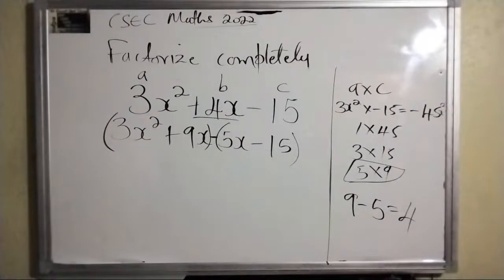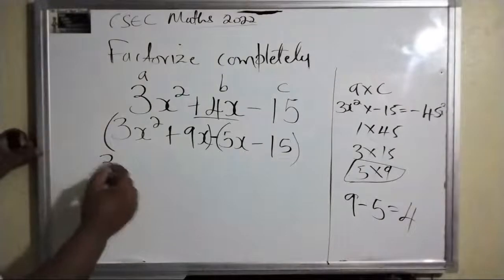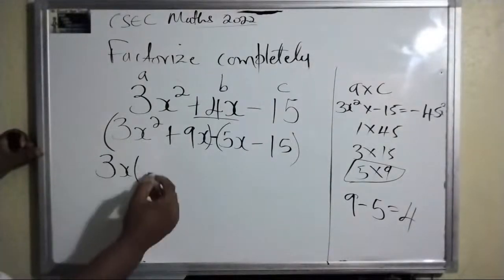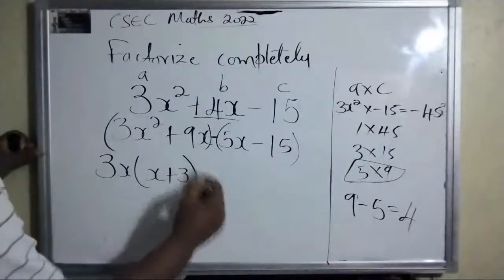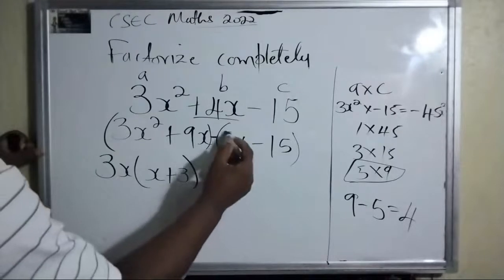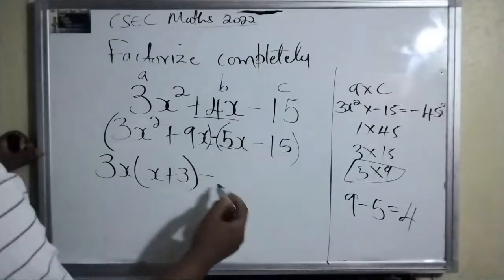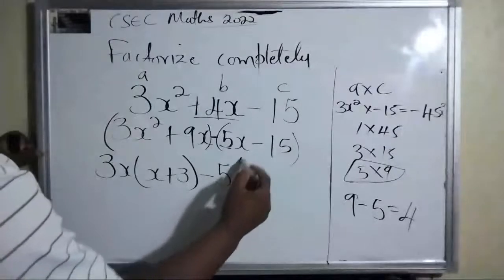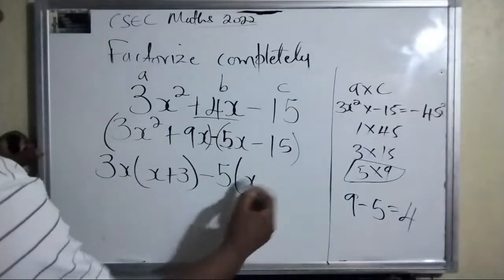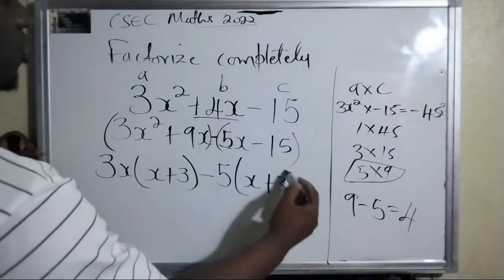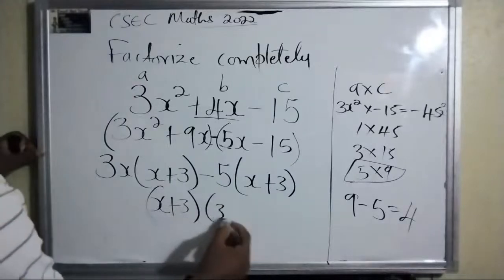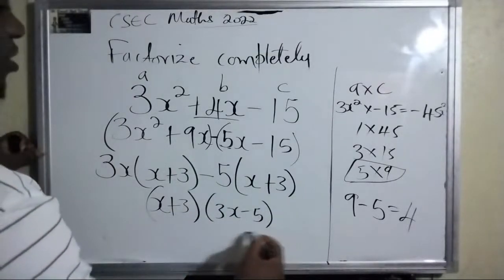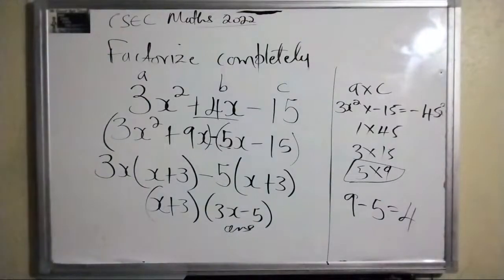What's the highest number that can go into 3 and 9 without a remainder? That would be 3. X is also common, so 3 into that leaves x. 9x divided by 3 leaves 3. Put the minus. What's the highest number that can go into 5 and 15 without a remainder? That would be 5. 5 into that leaves x, 5 into 15 leaves plus 3. So it will be x plus 3 and 3x minus 5. And that would be our answer.